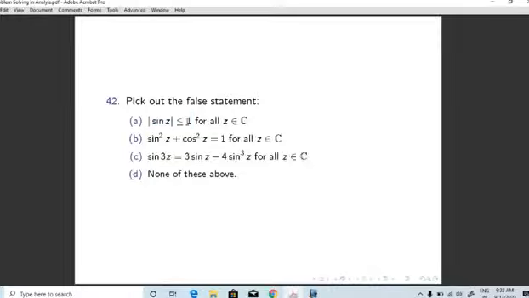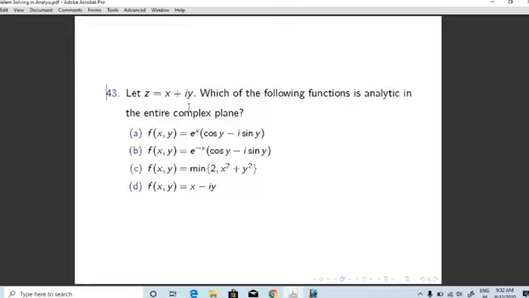We know that in the real case, sin x is bounded by 1. But the identity theorem applies only to equality, not to inequality, and here we have an inequality. Therefore, the identity or uniqueness theorem holds only for equality. So the first one is the false statement, and it is contrary to Liouville's theorem. Now next, question 43 asks: which of the following functions is analytic in the entire complex plane?